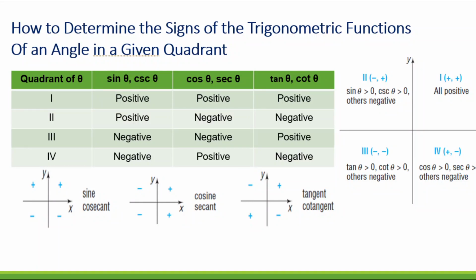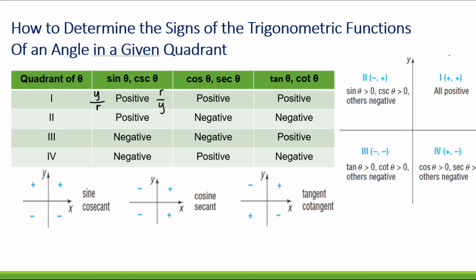Hello. In this video, we will discuss how to determine the signs of the trig functions of a given angle in a given quadrant. And so when you have the sine of theta, it is the opposite side over the hypotenuse, which is y over r. R refers to the hypotenuse. Cosecant of theta is r over y. And so they will have the same sign.